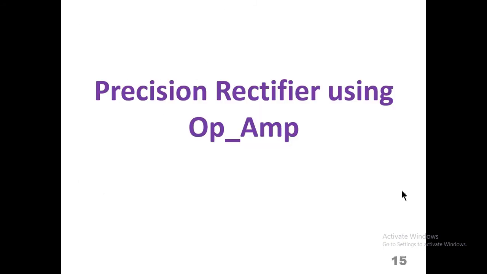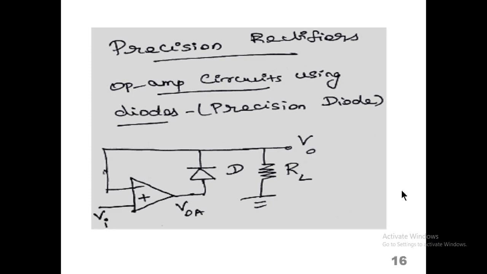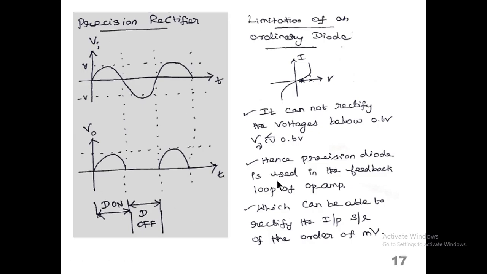Let's see the precision rectifier using an op-amp. This is the precision rectifier circuit using an op-amp. There is a diode connected at the output side of the op-amp. In parallel, one load resistor is connected at the output side. This is the input voltage, and by using the precision rectifier we are getting an output like this.